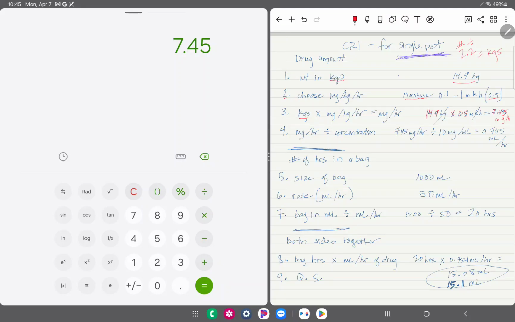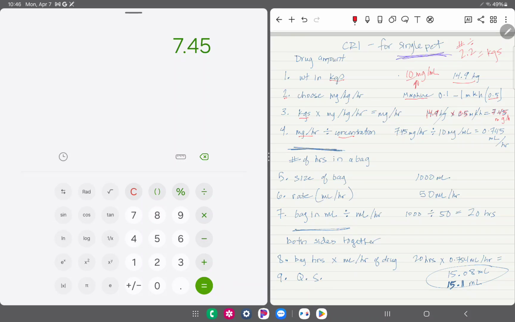So now once you've got that, you go to your next equation, mg per hour divided by the concentration. And the concentration is what lives on the bottle. So if the bottle of morphine tells me that it is 10 mg per mil, that's its concentration. Morphine comes in lots and lots of different concentrations, so I encourage you to always read your bottle before you start drawing things up. I've seen it written as 1 mg per mil and 15 mg per mil and 20 mg per mil, as well as 10 mg per mil. So make sure you're always looking at what concentration do I have before I start doing the math.